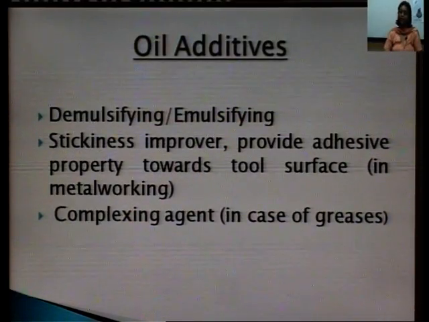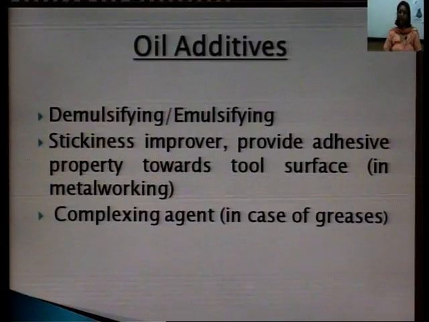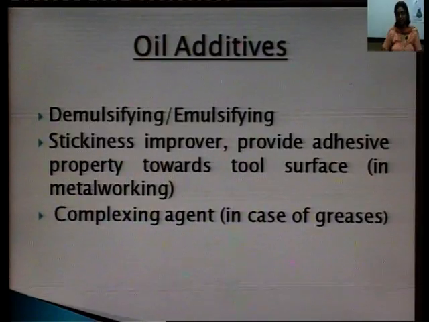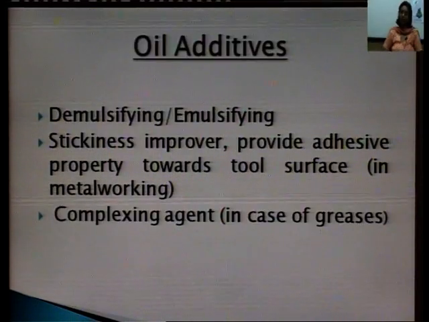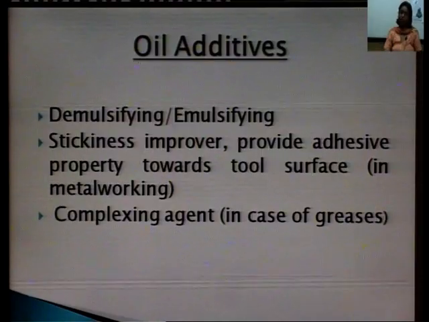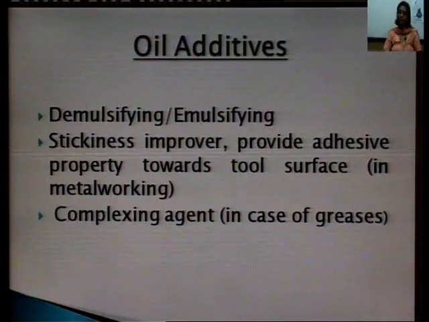Then we have de-emulsifying or emulsifying agents, then stickiness improver, that is it provides the adhesive property towards the tool surface, that is the oil remains stuck to the machine, it does not come off easily with the increase in temperature or decrease in temperature or the presence of the dust particles. Then complexing agents, in case of greases only we use the complexing agents which form complexes with the chemicals present in the greases.